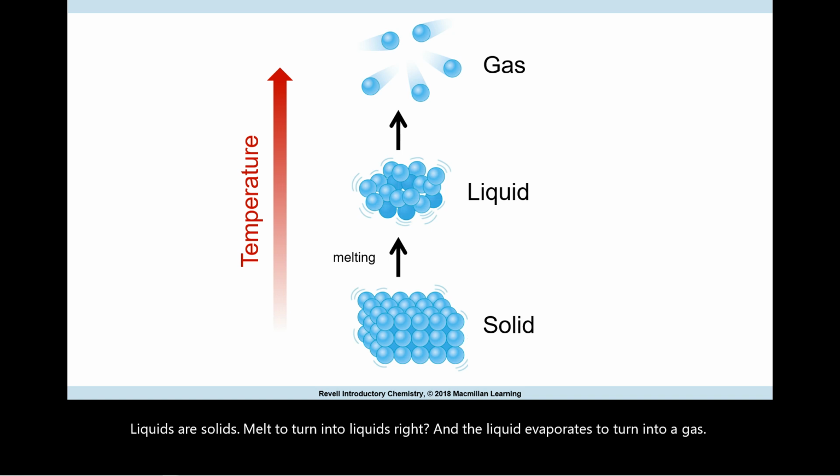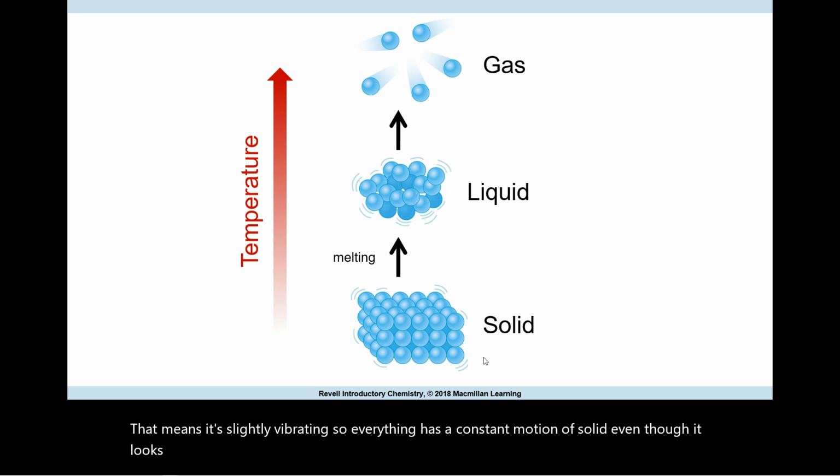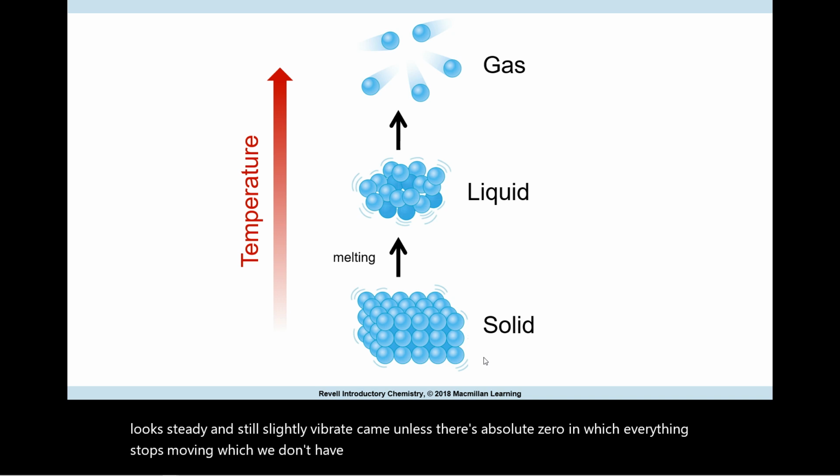Now, if you notice, solids have this slight little motion right here. It means it's slightly vibrating. So everything has a constant motion. A solid, even though it looks steady and still, slightly vibrates. Okay, unless it's absolute zero, in which everything stops moving, which we don't have here, thank goodness. You're going to have some slight vibrations and movements to your atoms.